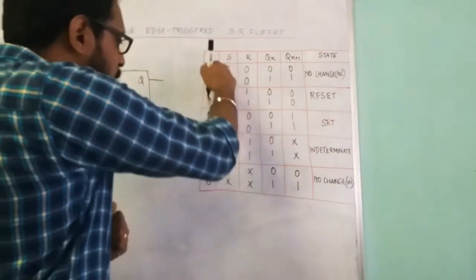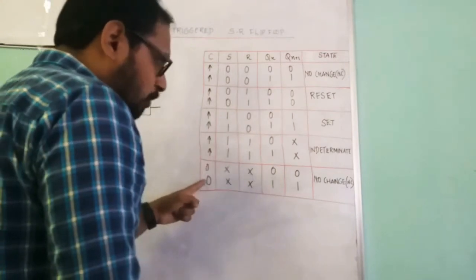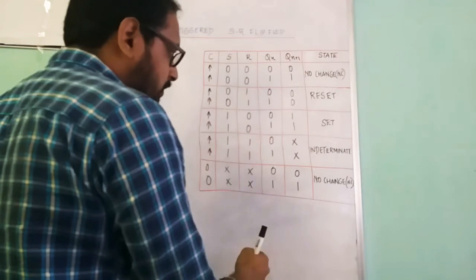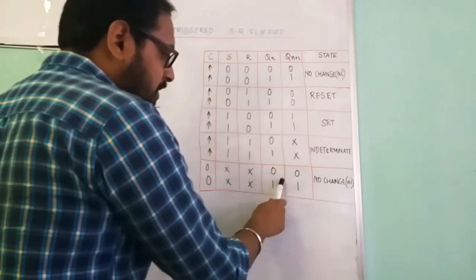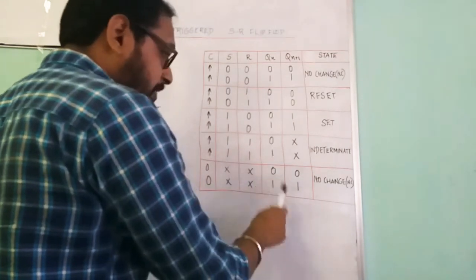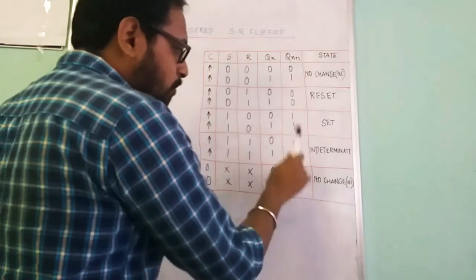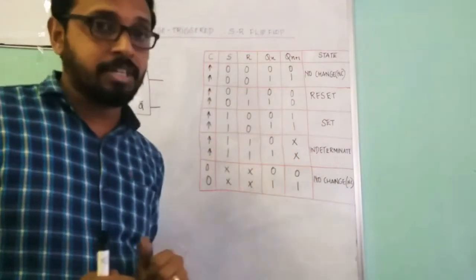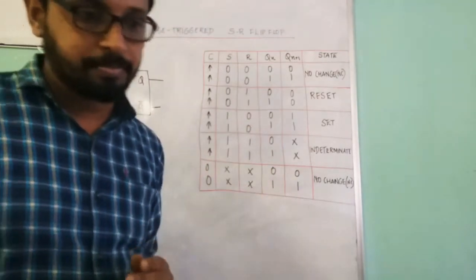And if the clock is not present, that is zero, whatever the values of the input, we have given X marks. The next state will also remain the present state itself. So it is a no change condition. Please go through.